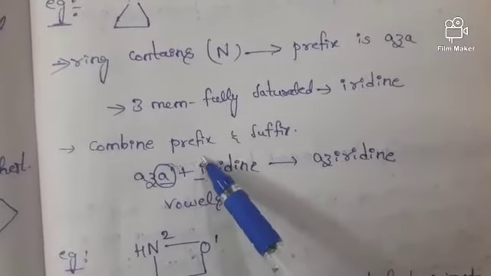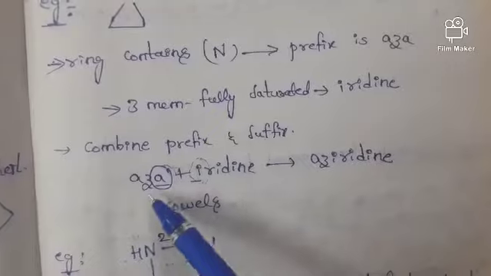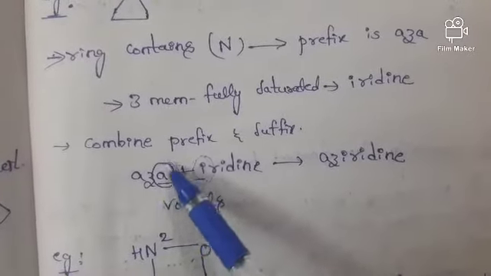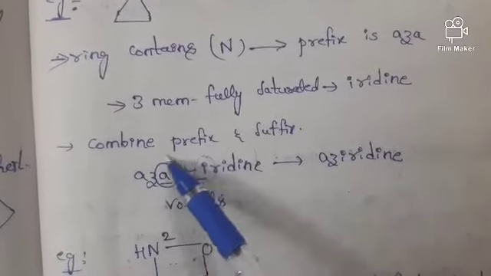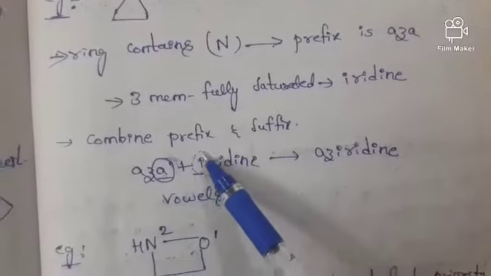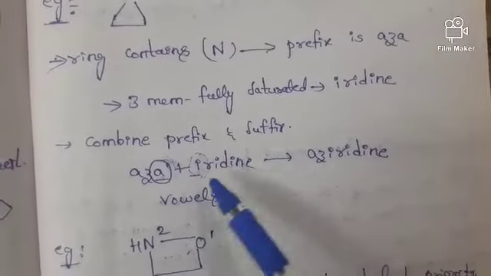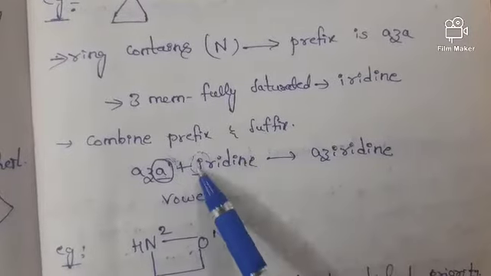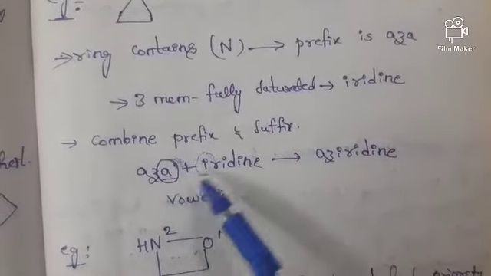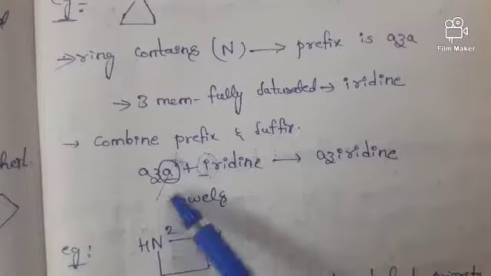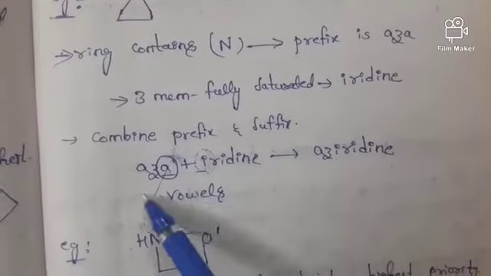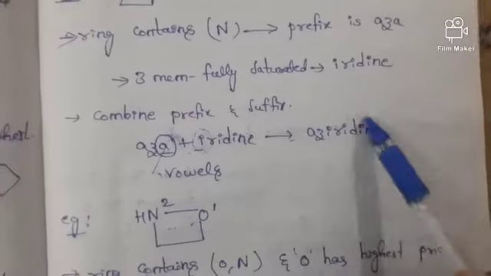Okay, and here I is also the vowel. I told you, we just have to observe the last letter of the first prefix and the first letter of the second, that is, the first letter of the suffix. These two are vowels, so we should omit this A and write it like this. Okay, aziridine. Next, friends, try to answer this.